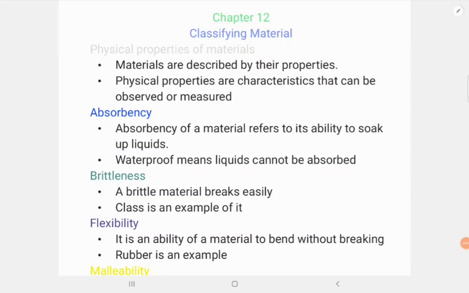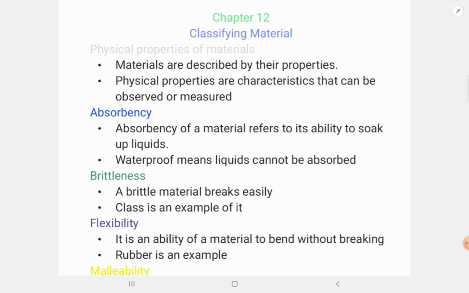Materials. So we'll start with the board. Physical properties of matter. Materials are described by their properties. Physical properties are characteristics that can be observed or measured. So there are many of them.